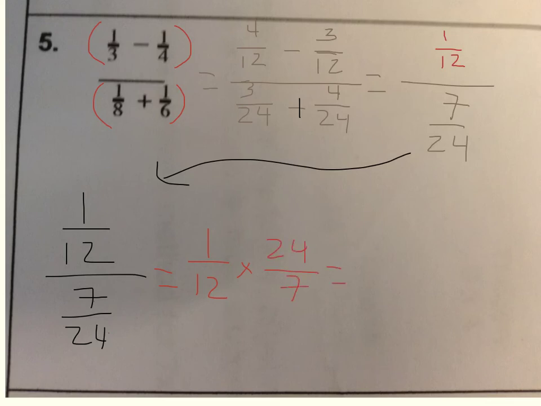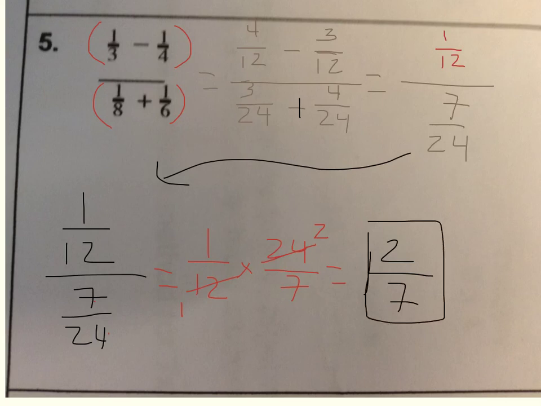24/7. And I see that 24 and 12, I can reduce those because 12 goes into 24 one time, and 12 goes into 24 two times. So now I'm just going to multiply straight across. So I have my 1 times 2 is equal to 2 in my numerator, and 1 times 7 to give me sevenths. So my final answer for number 5 of order of operations with rational numbers is 2/7.